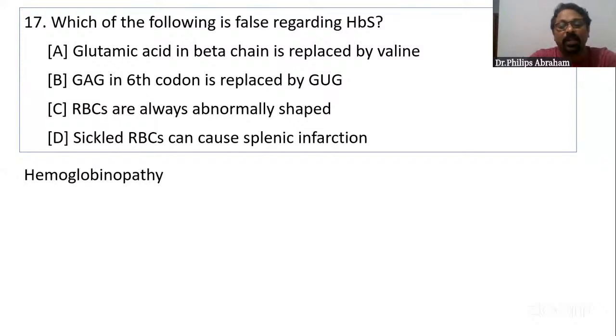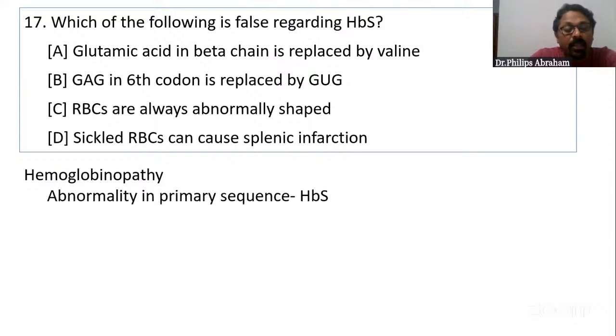And there comes a common term, hemoglobinopathy. Any diseases related to hemoglobin you call hemoglobinopathies. Abnormality in primary sequence, what is primary? For the structure of protein, we have primary, secondary, tertiary, and quaternary structures. Primary structure means the number of amino acids present in a protein and the sequence in which they are arranged.